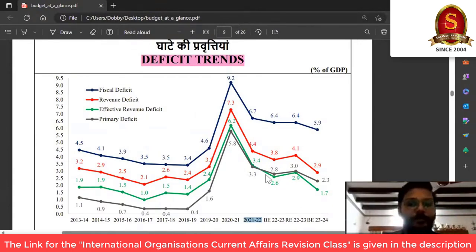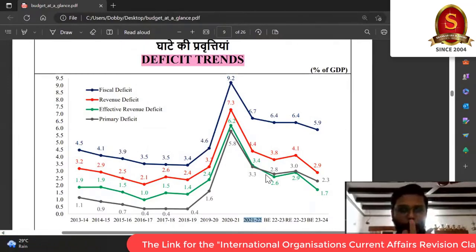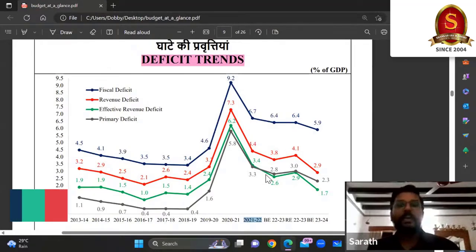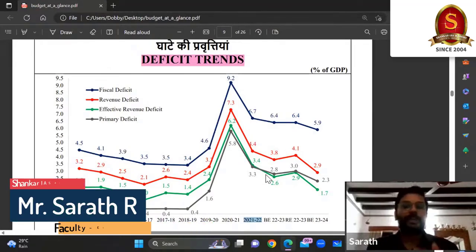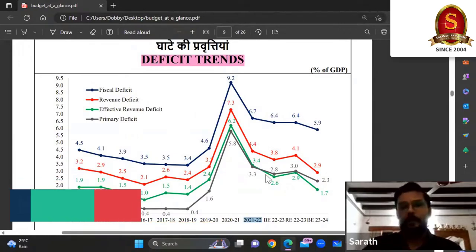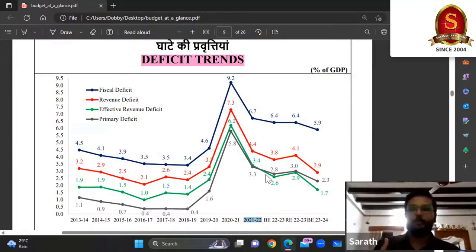What has been the effective capital expenditure? There is a concept on which your effective revenue deficit works. Effective revenue deficit is what? Revenue deficit minus grants used for asset creation. Similarly, effective capital expenditure is equal to capital expenditure plus grants used for asset creation, because effectively those grants are being used as capital expenditure, though not by the union government. The union government is ensuring that the fund is used for capital expenditure purposes. So that is what is called effective capital expenditure.